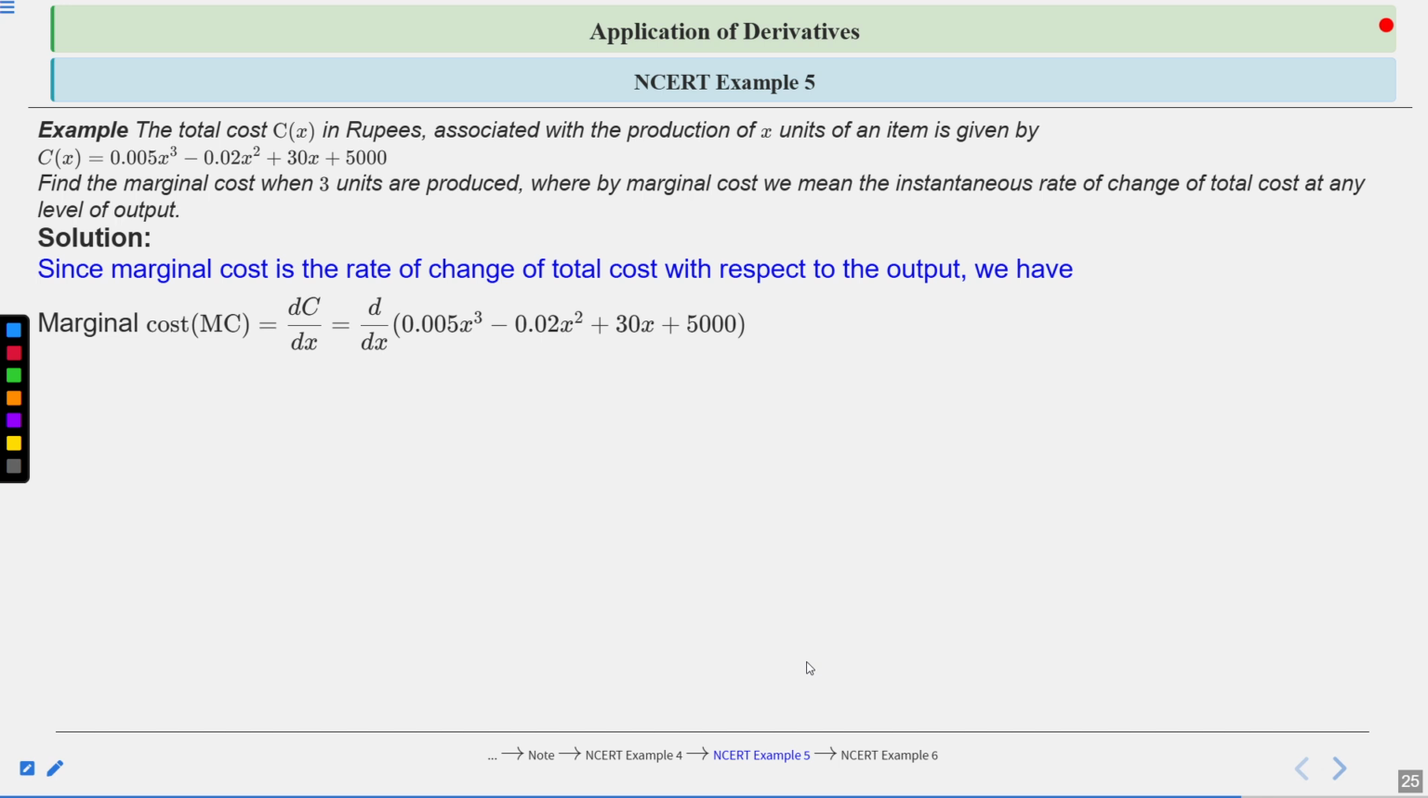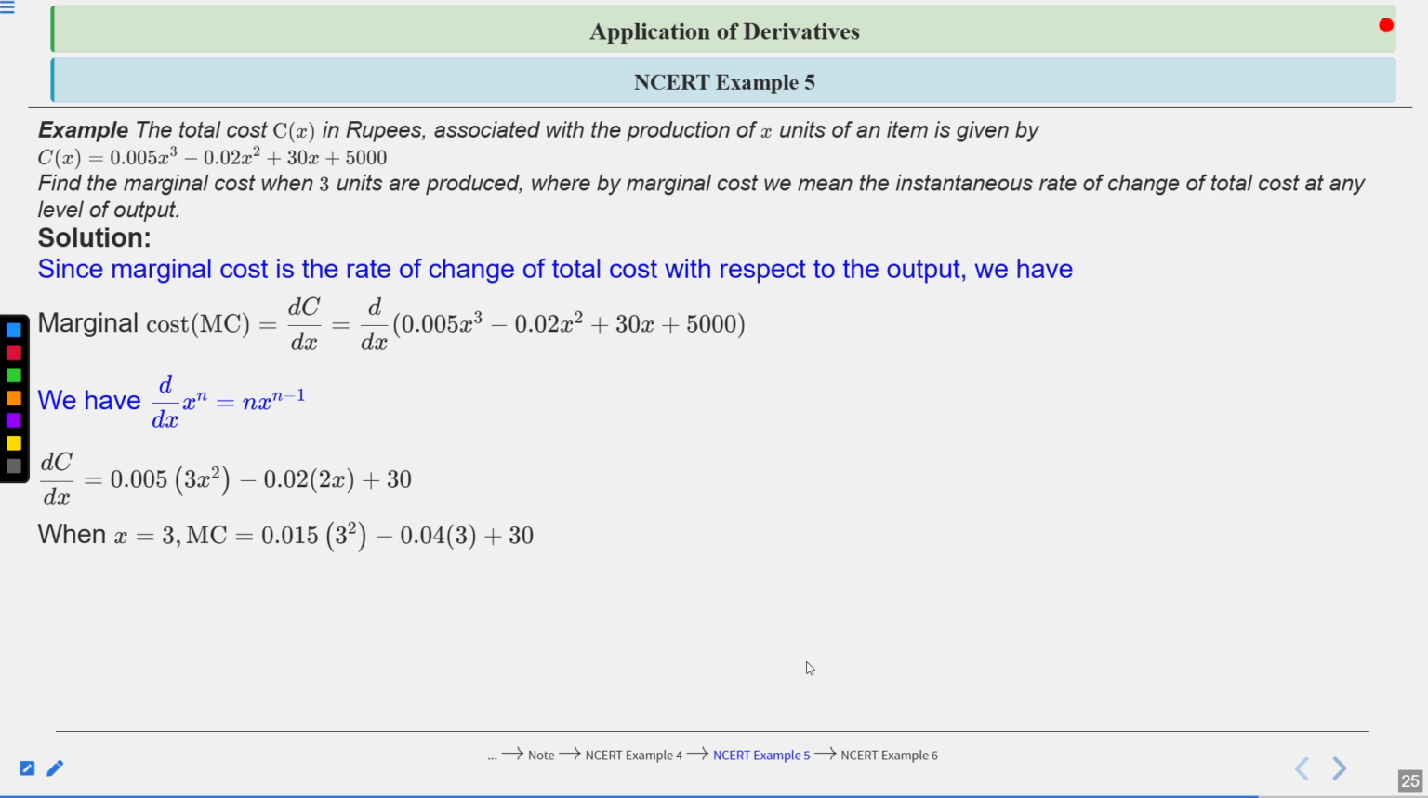Therefore, d/dx of (0.005x³ - 0.02x² + 30x + 5000). Now we have d/dx of xⁿ is basically n xⁿ⁻¹. We know this. Therefore, dC/dx will be equal to 0.005 into 3x² minus 0.02 into 2x plus 30.